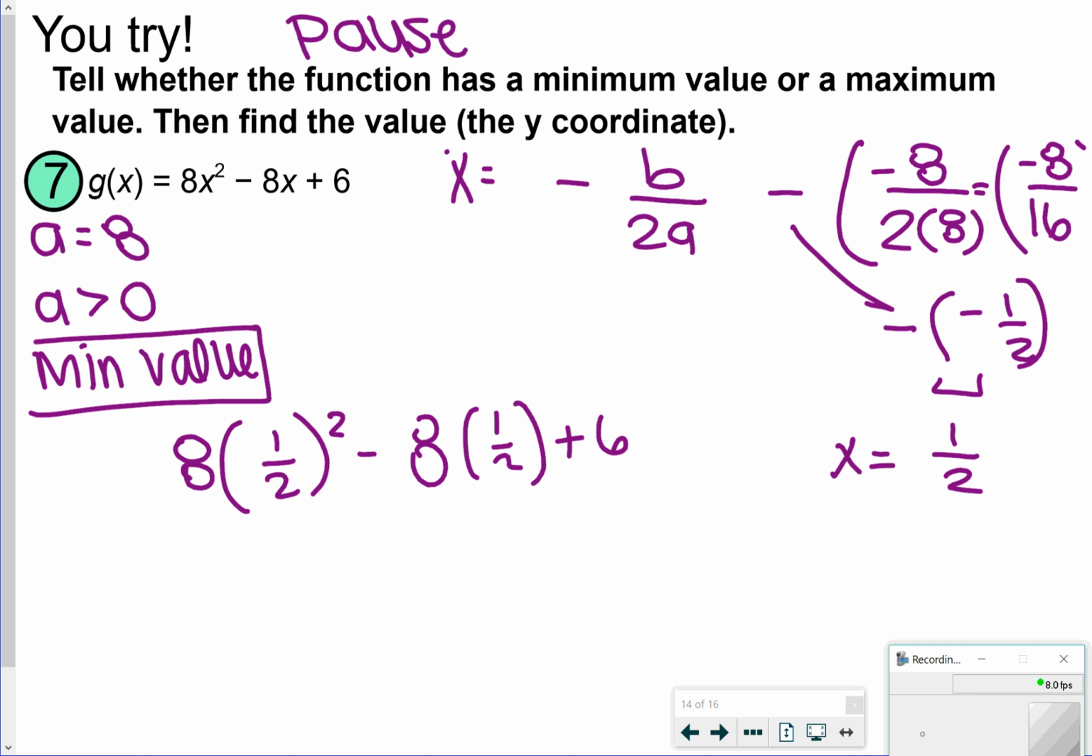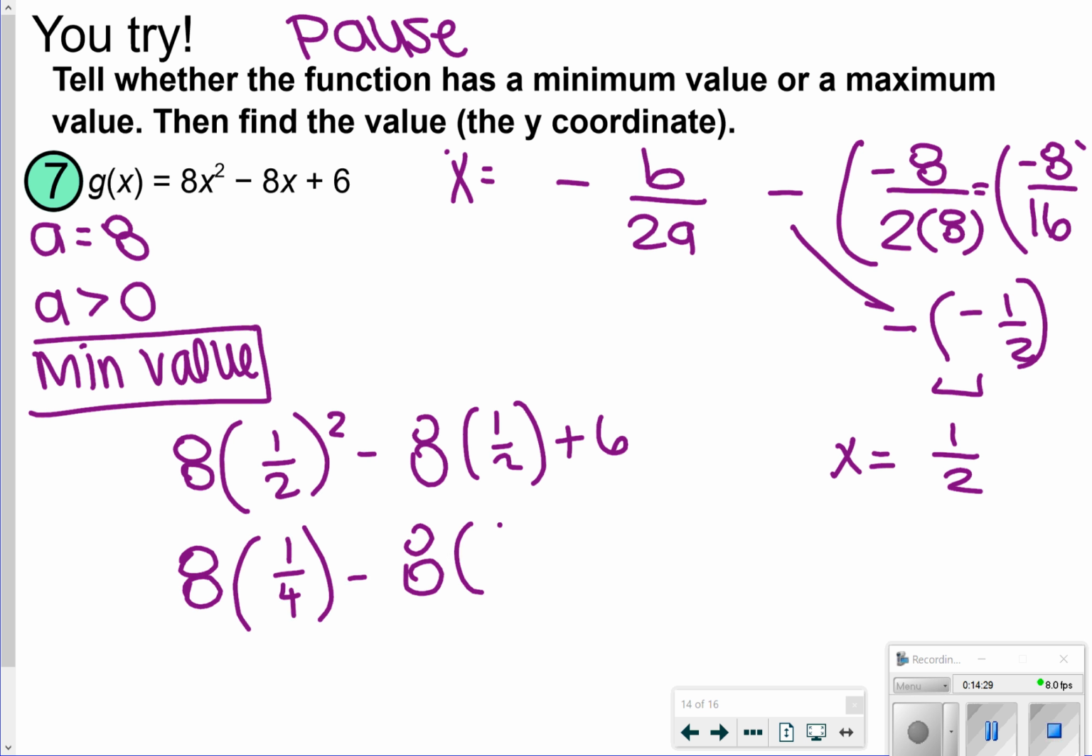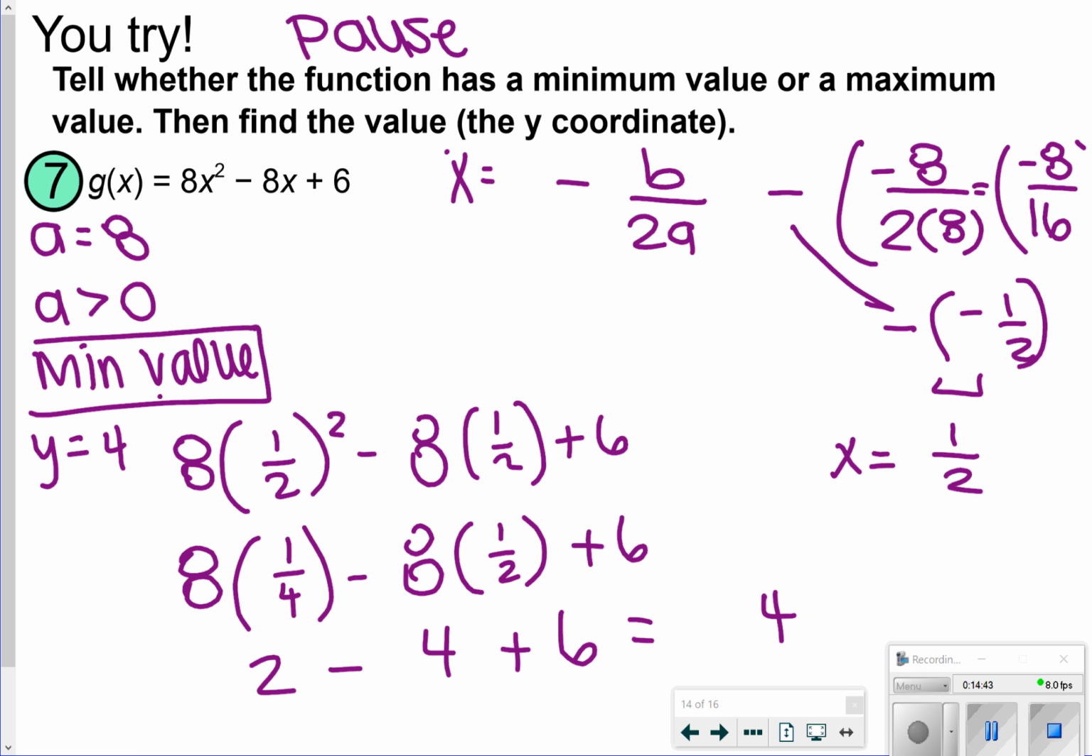So let's go back and plug it in. So here's where I plugged in my value of x. I'm going to go ahead and start using my order of operations. So 8 times 1/4 minus 8 times 1/2 plus 6. 8 times 1/4, that's going to give me 2, minus 4 plus 6. When I solve that, I'm going to get 4. So my minimum value is y is equal to 4.